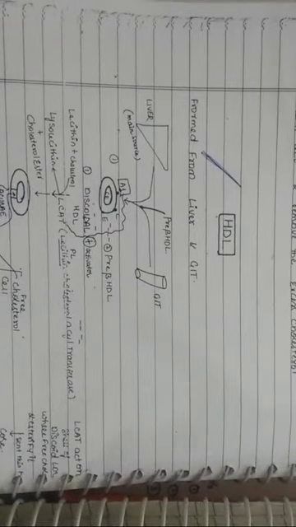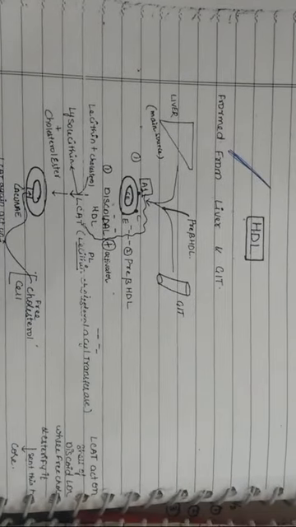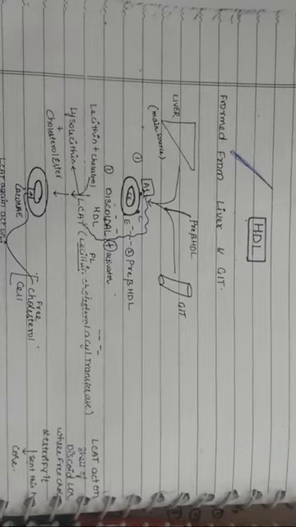So let me read what's written in our notes. You can see it's written that this HDL is formed from liver, GIT, and something known as pre-beta HDL. You have got ApoA1, ApoC, ApoE, discoid, lacunae, all this is present. But now let us take it step by step and understand it better.